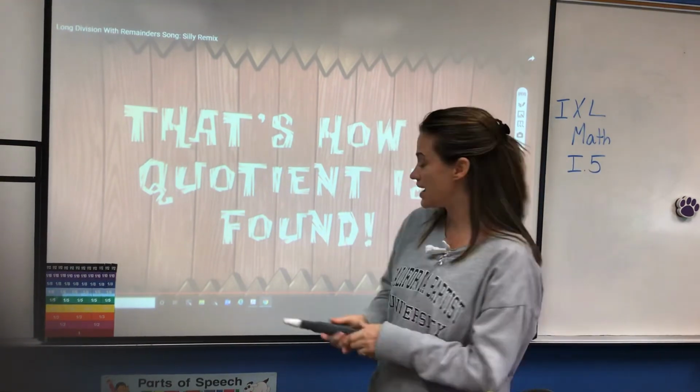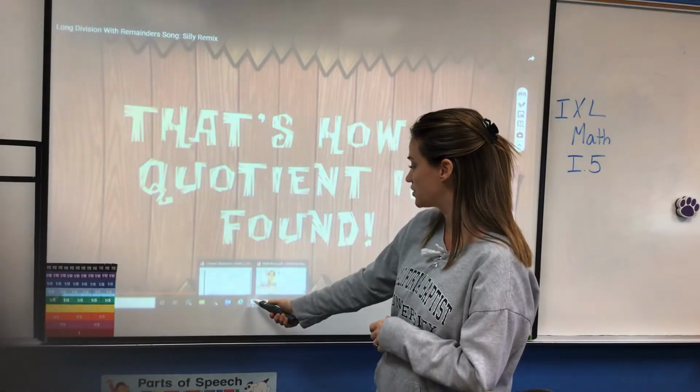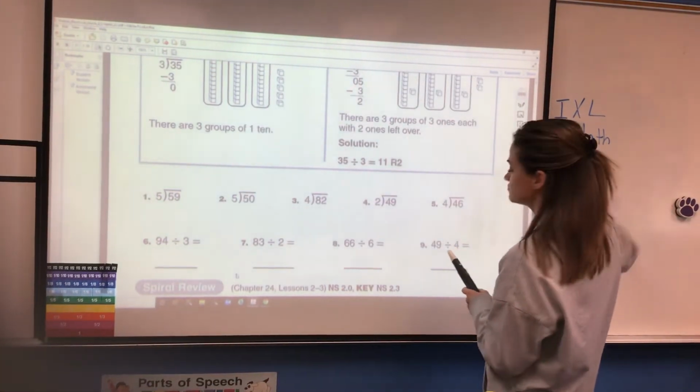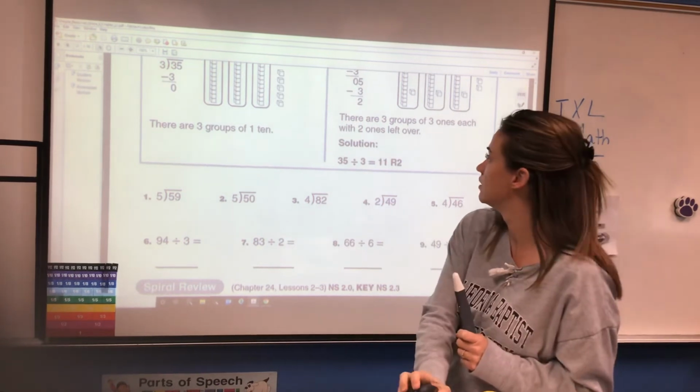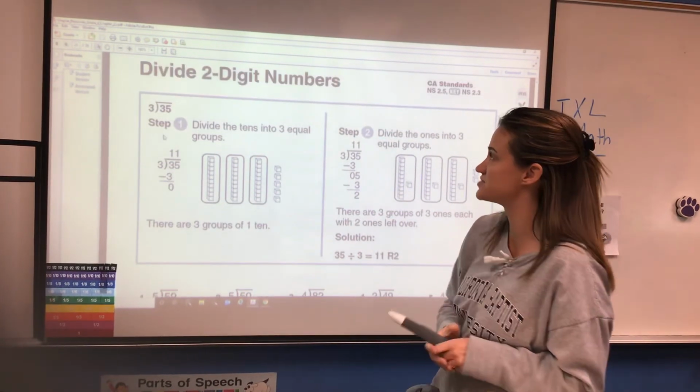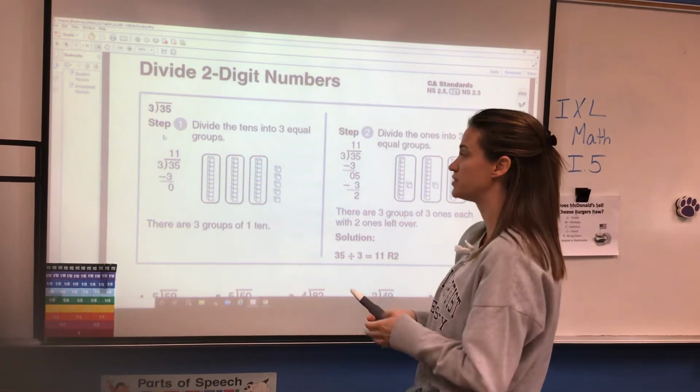So go ahead and let's look at your homework page for today. It looks like this. We're going to look at the example problems up here that they have. It says divide 2-digit numbers. It's what we've been doing.